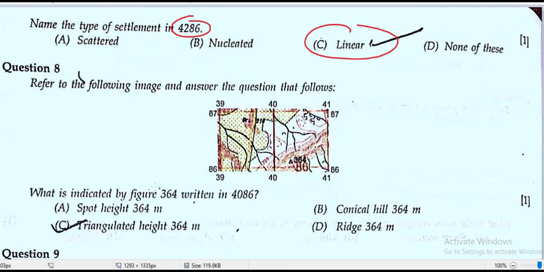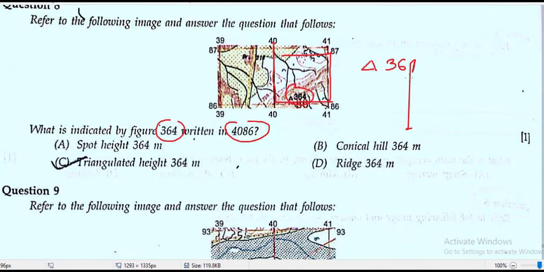Next is, what is indicated by figure 364 written in 4086? In this grid, what does this value show? Here you can see one triangle, and after that there is 364. That means this actually shows us the triangulated height, because this symbol shows the triangulated height. So the answer is C, triangulated height 364 meter.